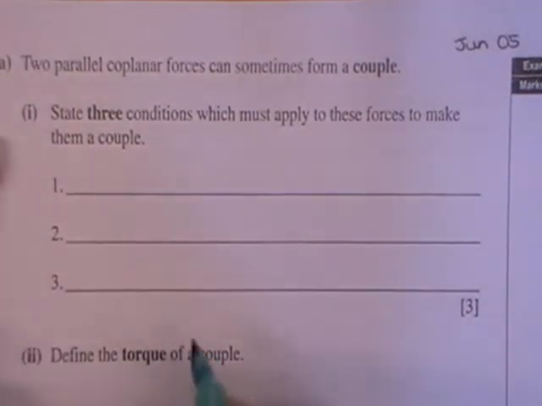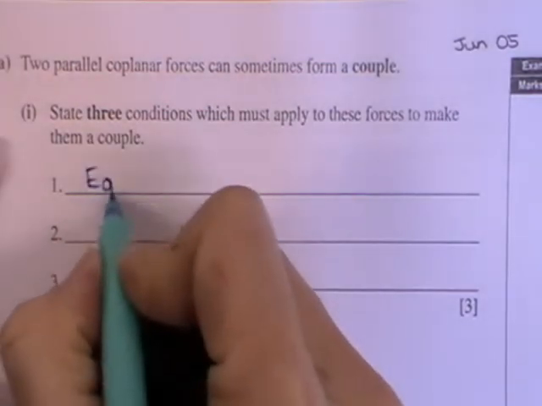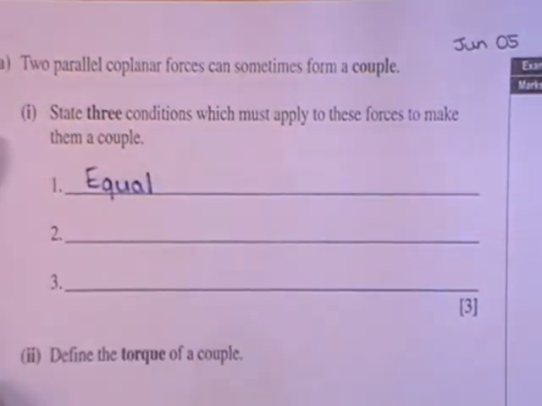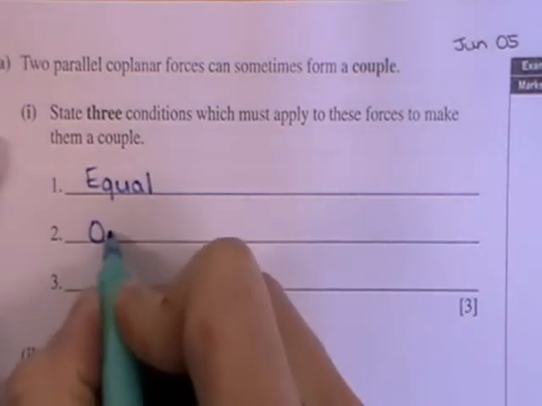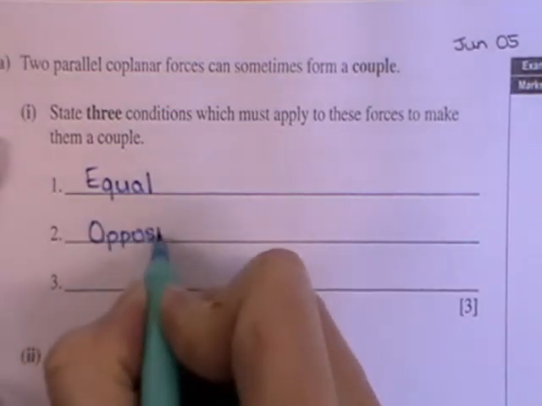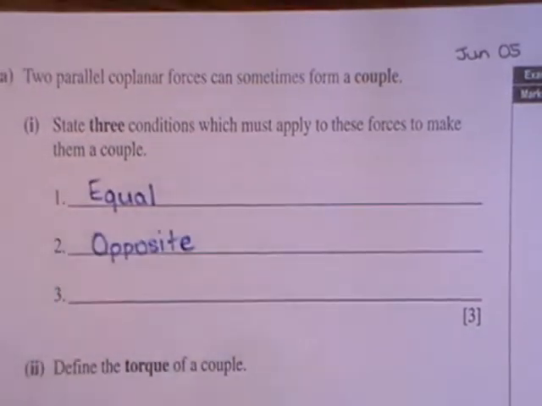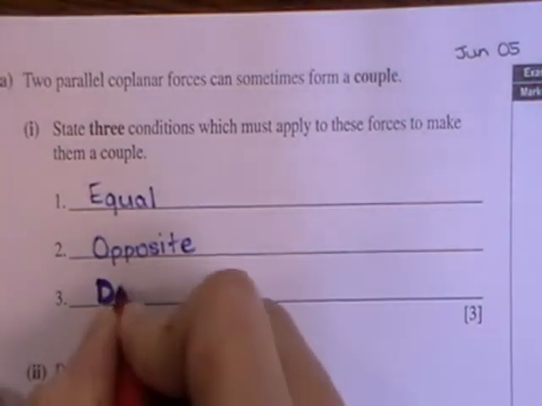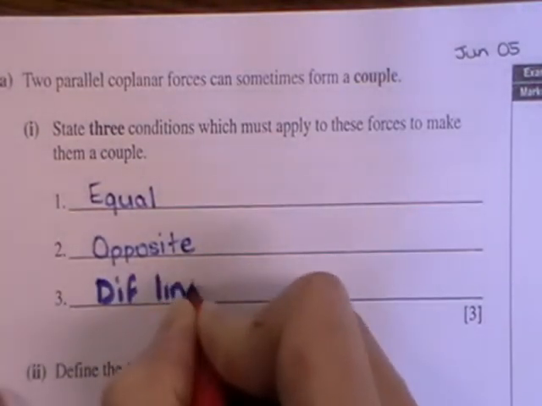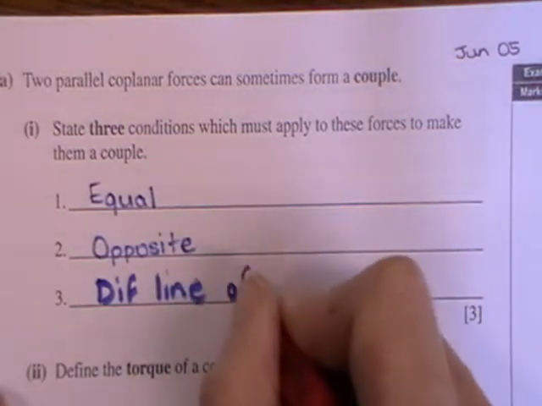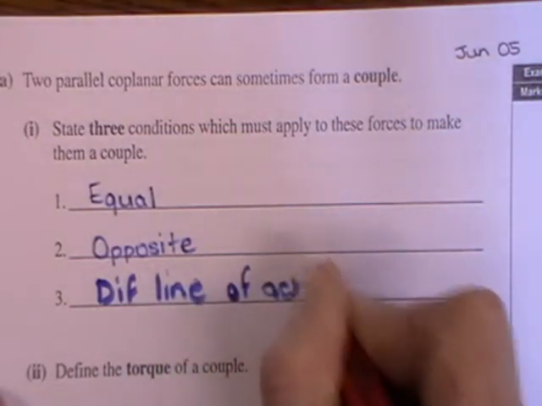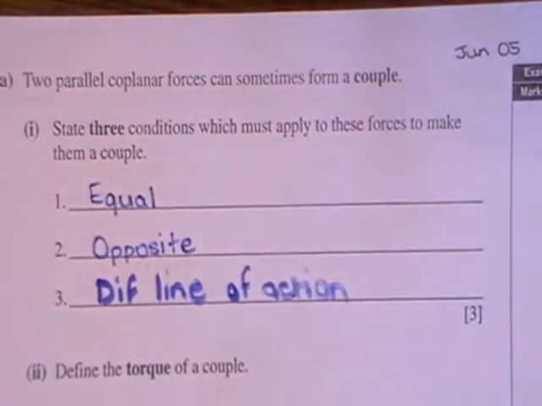So the first thing is the forces have to be equal, and they should also be opposite. And the third thing, which will really help, is that they have a different line of action. In other words, they're parallel, but they don't act through the same point.